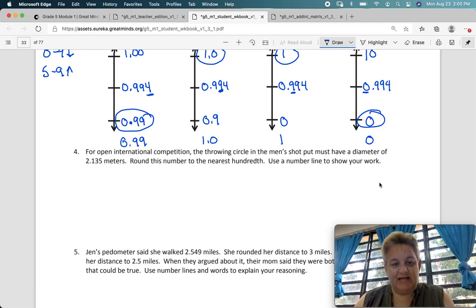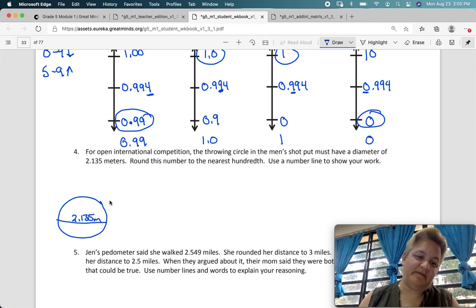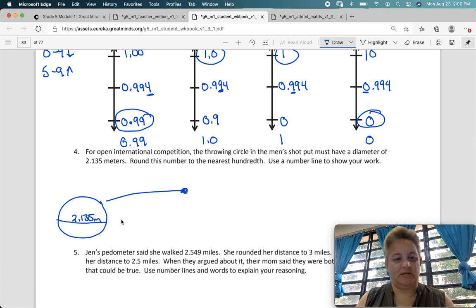For open international competition, the throwing circle and the men's shot put, do you know what men's shot put is? If you watched the Olympics this summer, it's a big heavy ball like this, and you have to throw it as far as you can, okay? The throwing circle for the men's shot put must have a diameter, and they throw it from a circle, and that circle has a diameter. Diameter is cutting the circle in half, of 2.135 meters, okay? So they stand in the middle of the circle, and then they throw the ball as far as they can. Okay. Round this number to the nearest tenth.